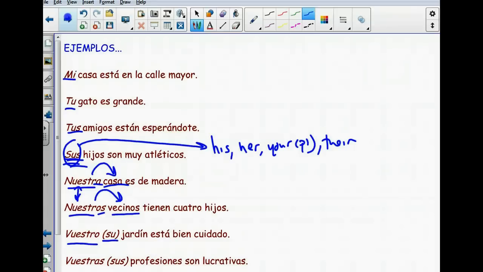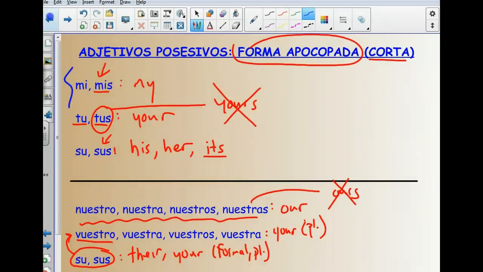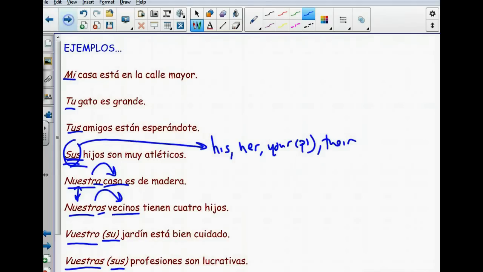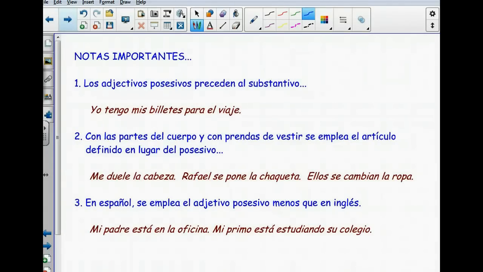And in other places would use su. This one here, vuestras profesiones son muy lucrativas. Your professions, plural. Your, as in more than one person, are lucrative. And you could also use sus. So, estos son ejemplos de los posesivos, los adjetivos posesivos. These short form ones, the ones we're seeing here, are absolutely the most common ones. The ones that we're about to see aren't as common, but we do need to discuss them.